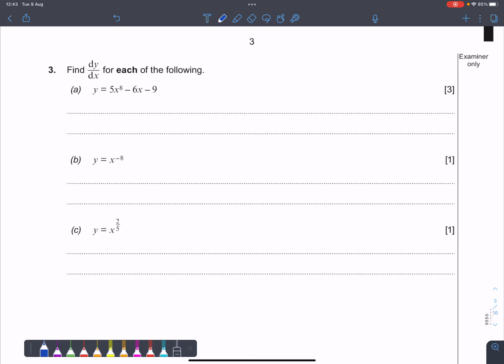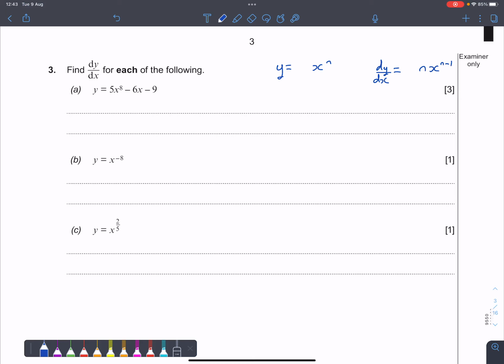The only real derivative you know at this stage in your maths education is for y equals x to the power of n. To differentiate that, we bring the power out in front and drop the power by 1.